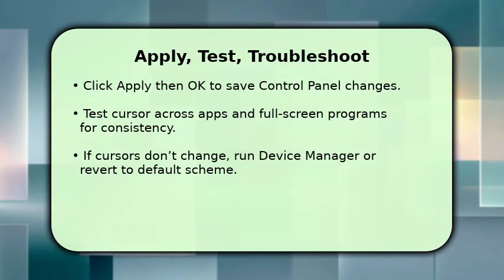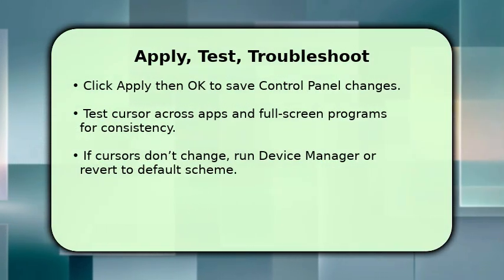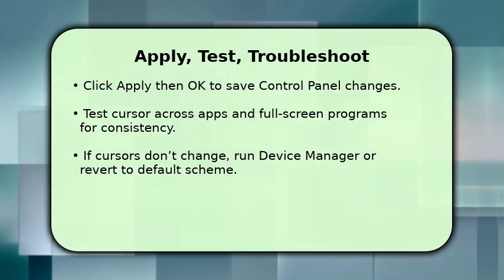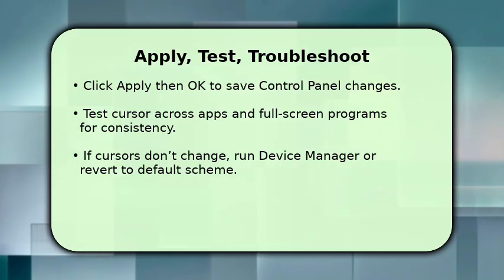In Additional Mouse Settings, press Apply then OK, and immediately test the pointer across File Explorer, a browser, and a full-screen app to ensure consistency.